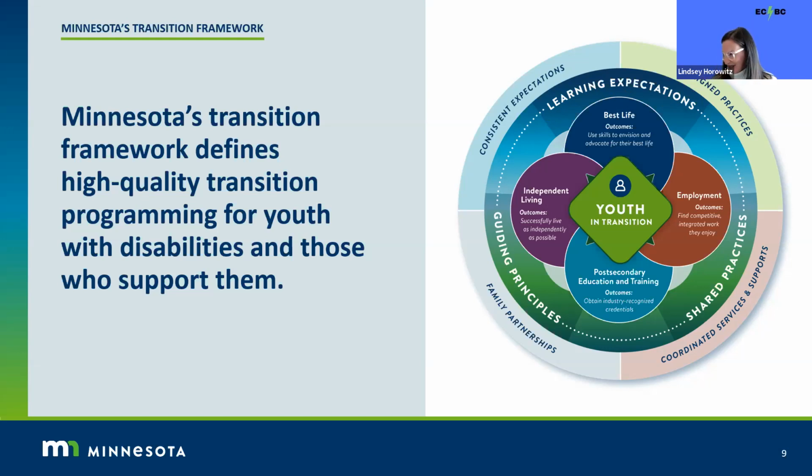The learning expectations are divided into 4 domains, which are represented in that inner circle there. These include the 3 IEP categories of independent living, post-secondary education and training, and employment, along with that overarching domain of best life for each student.